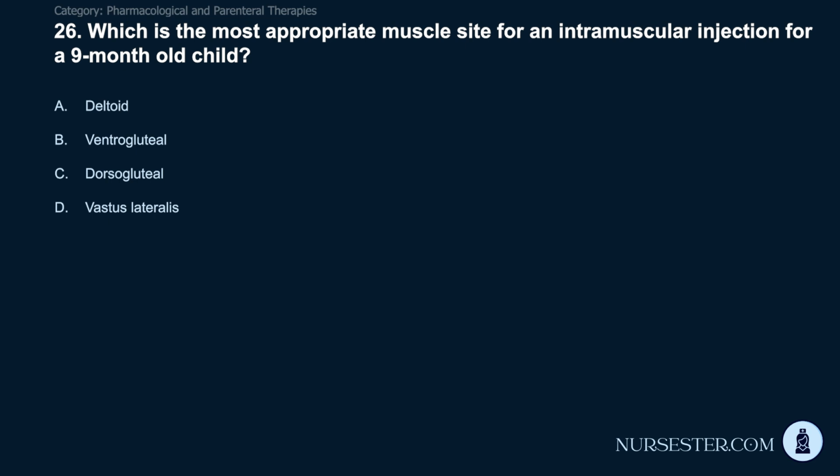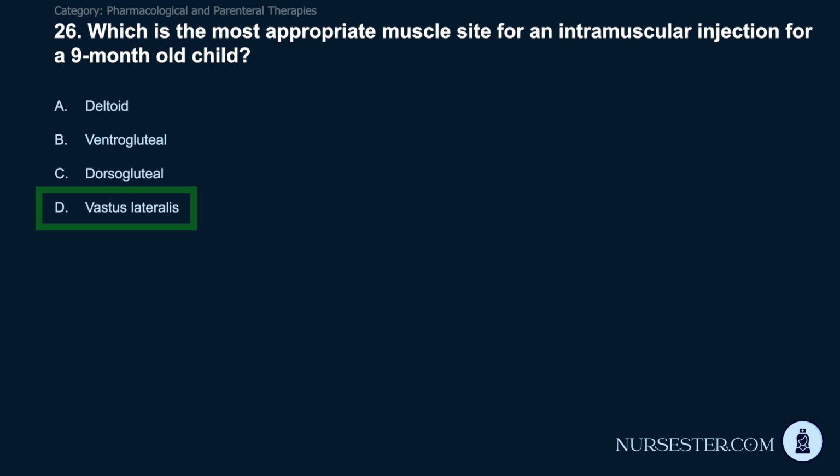26. Which is the most appropriate muscle site for an intramuscular injection for a 9-month-old child? A. Deltoid. B. Ventrogluteal. C. Dorsogluteal. D. Vastus lateralis. Correct answer, D.